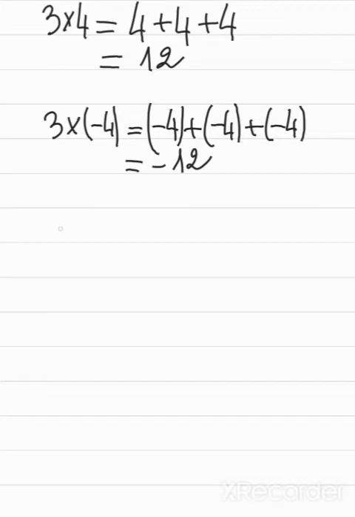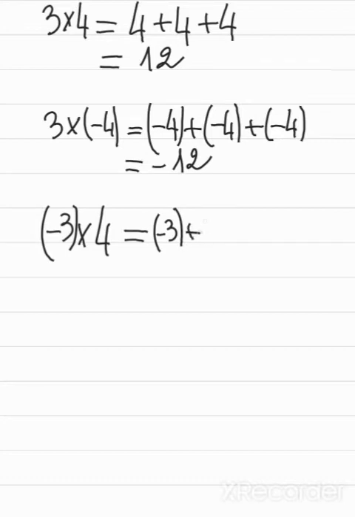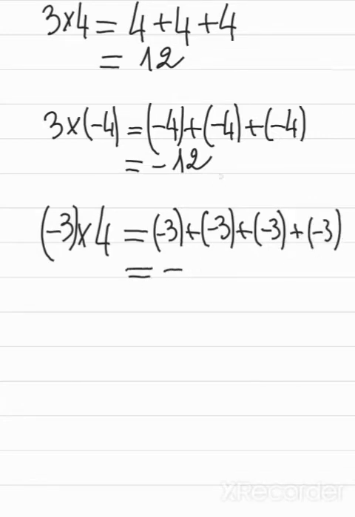What is negative 3 times 4? We can start with the 4 and say that it's negative 3, 4 times. We keep the negative sign and we add, we get negative 12.